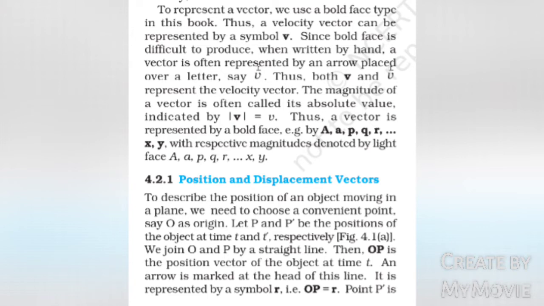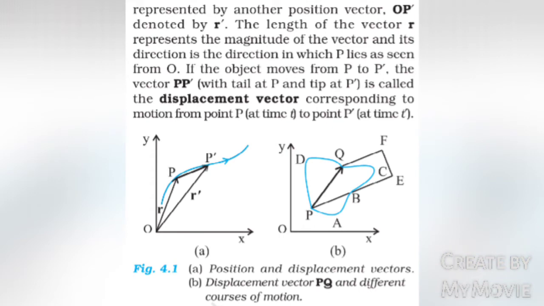Point P prime is represented by another position vector OP prime denoted by r prime. The letter r of the vector represents the magnitude of the vector and its direction is the direction in which P lies as seen from O. If the object moves from P to P prime, the vector PP prime with tail at P and tip at P prime is called the displacement vector corresponding to the motion from point P at time t to point P prime at time t prime. Figure 4.1a. Position and displacement vectors. b. Displacement vector PQ and different courses of motion.